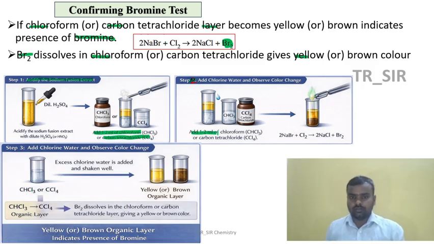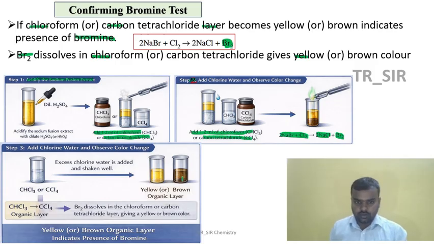Add 1 to 2 ml of chloroform to the particular solution. After adding, you can see here sodium bromide plus Cl2. This is a fusion extract. We are adding chlorine. So what happened now? It will be forming NaCl as well as Br2 gas. This gas is formed like this.